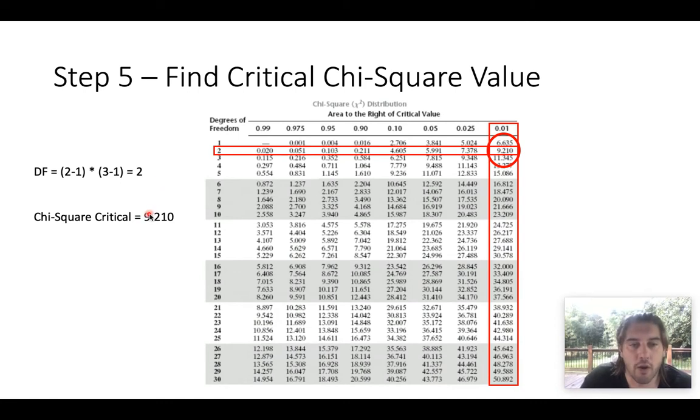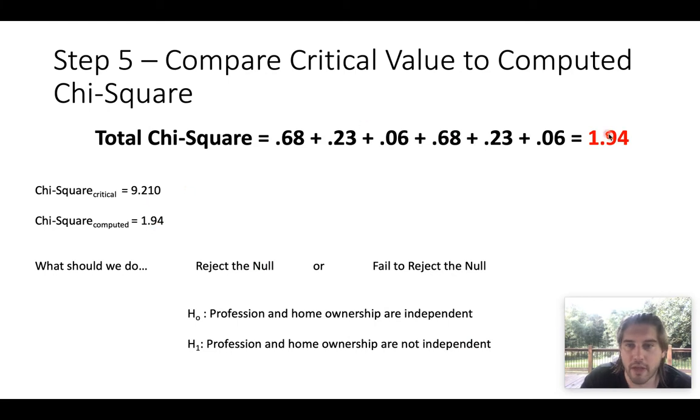So 9.210, we simply compare that to our computed chi-square, which was 1.94. We didn't even come close here, right? Nothing's going on. There is no statistical significance.